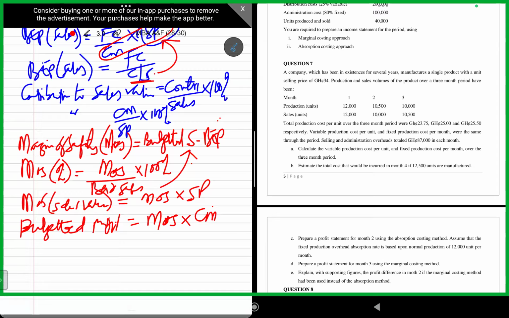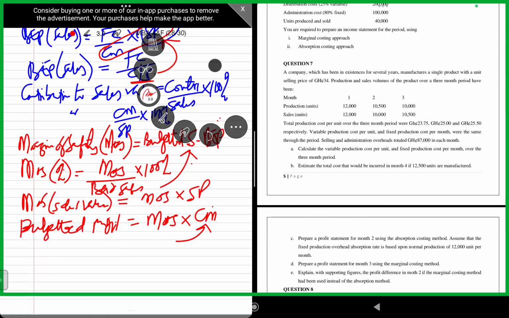When we said margin of safety in sales value, we just took the margin of safety, multiplied by selling price, and we got sales. Now they are saying budgeted profit, and we know margin of safety talks about the units sold for the business to make profits. So why don't I multiply by profits, so that I can have the budgeted profits?